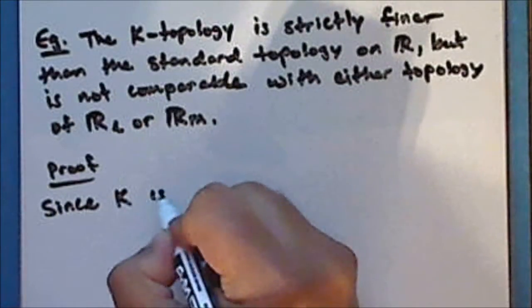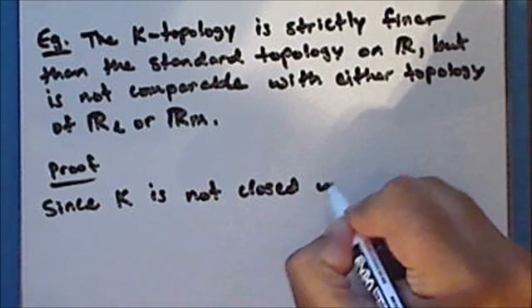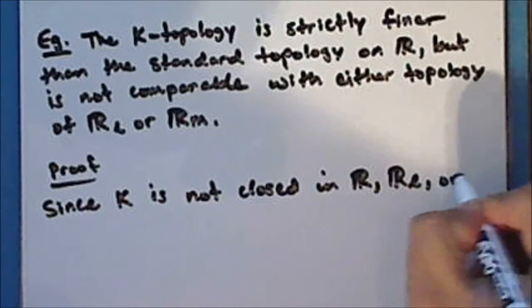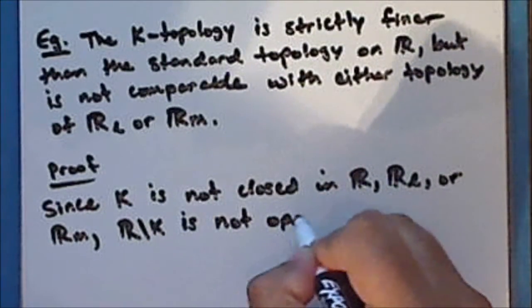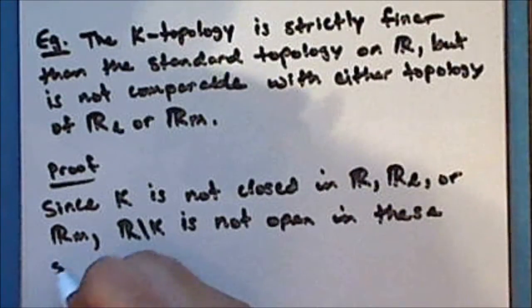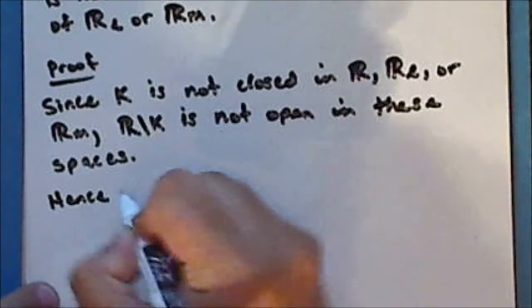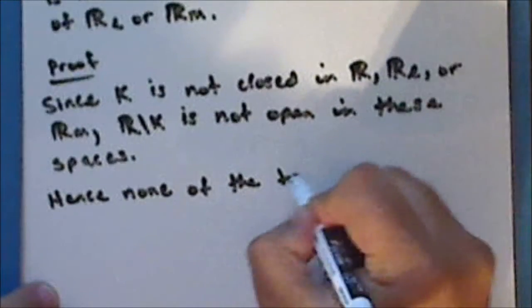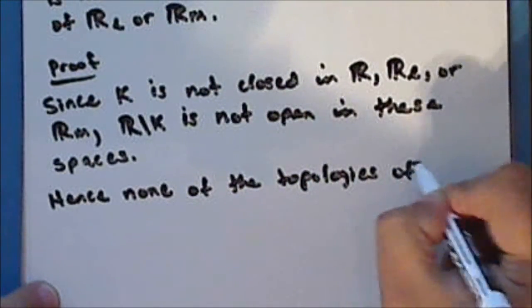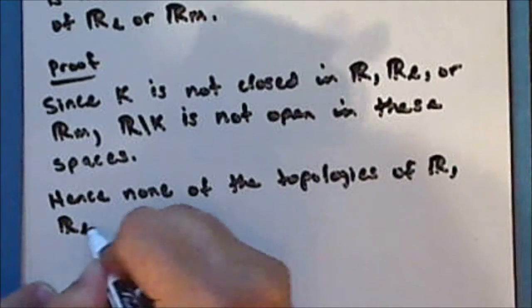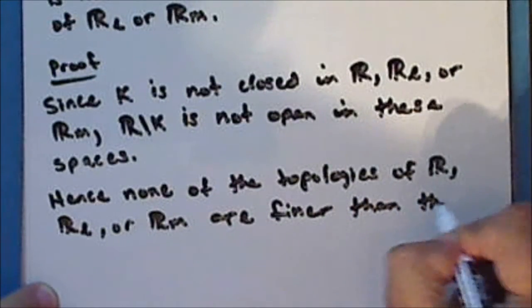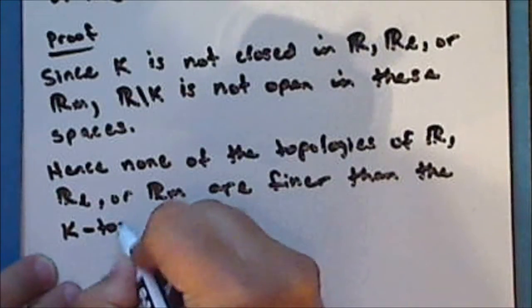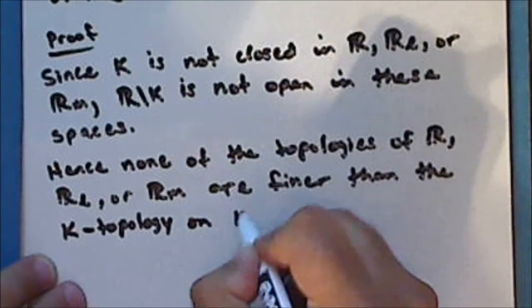Since the set K is not closed in the real line, the Sorgenfrey line, or the Michael line, the complement of the set K is not open in these spaces, and hence none of the topologies of the real line, the Sorgenfrey line, or the Michael line are finer than the K topology on the reals.